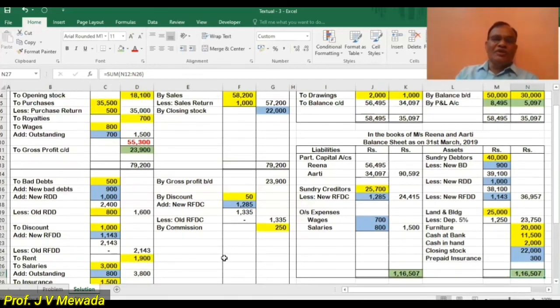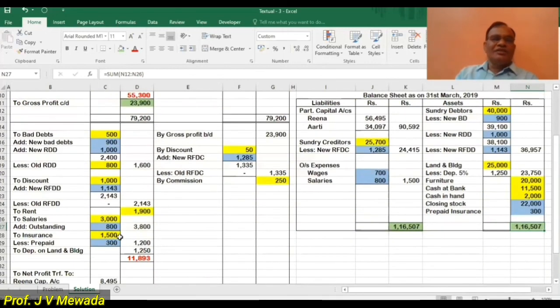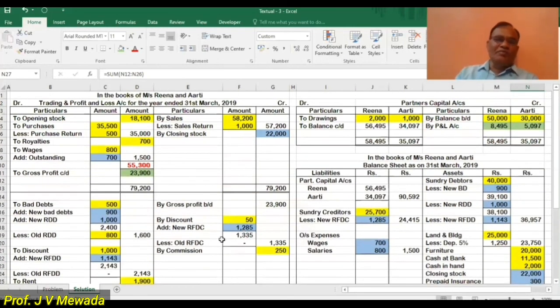Now only the important points in this sum are the formula of the discount on debtors and the discount on creditors. So these are the two important points in this particular problem. So please learn these important points and also solve this sum in your notebook. Thank you.